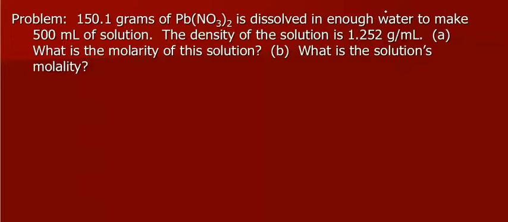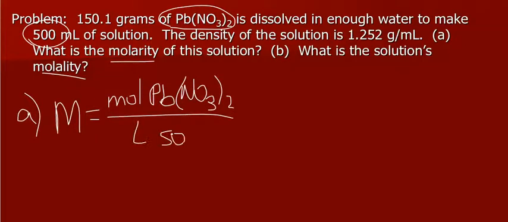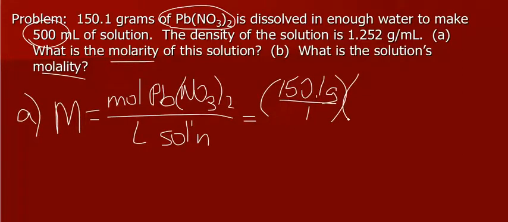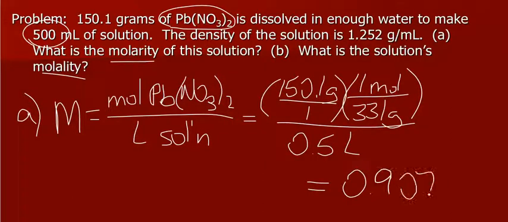In this problem here, we want to determine the molarity and the molality. So we have my solute, lead nitrate, and we're dissolving that in 500 mL of solution. Part A, what is the molarity? Molarity is moles solute, which is lead nitrate, divided by liter of solution. So we have 150.1 grams. We need that in moles, so we need the molar mass. Divide by liters of solution, which would be 0.5 liters. So the concentration in molarity is 0.907 molar, capital M.